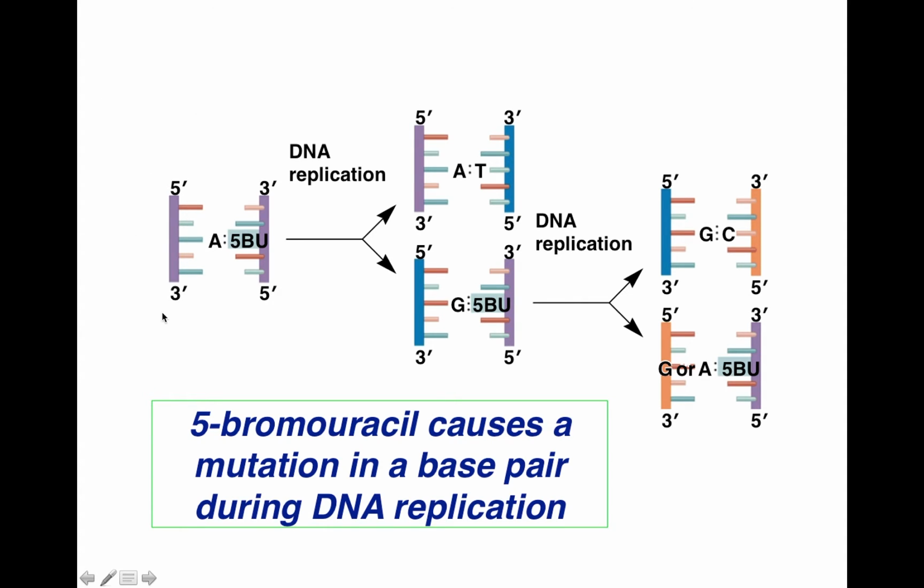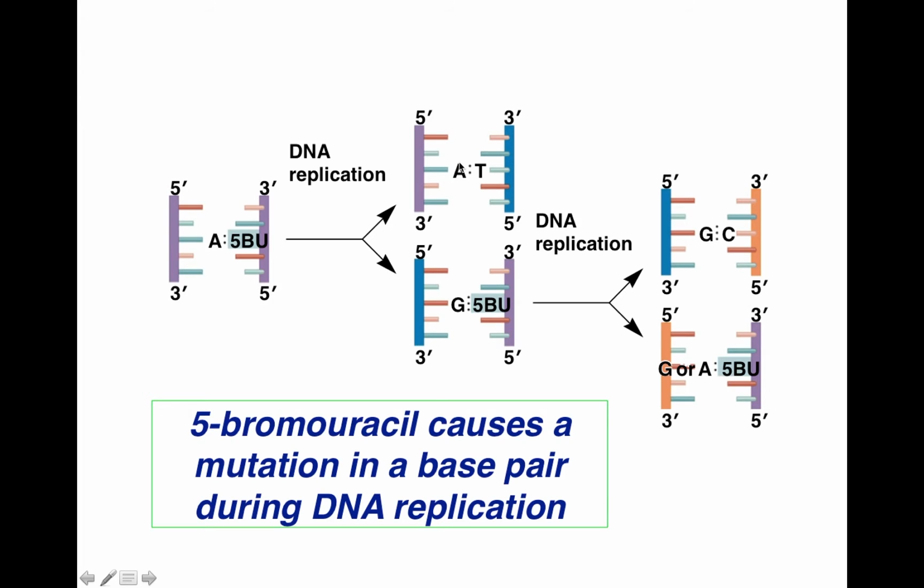Okay, so here's our strand of DNA. We have opposite this adenine, the base analog, which was fed to the cell and incorporated into DNA. So this is our starting point. We have our 5-bromouracil incorporated into a parental strand of DNA. Now we're going to replicate these two.